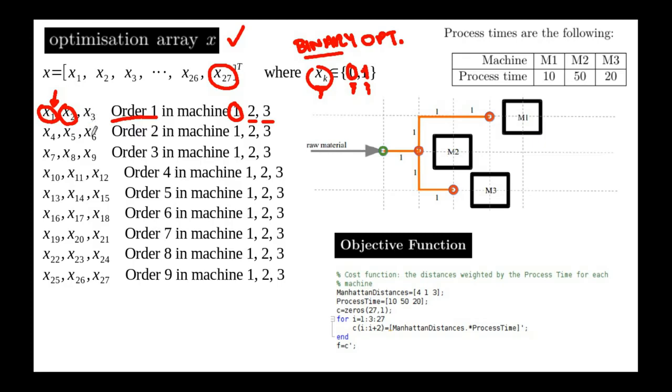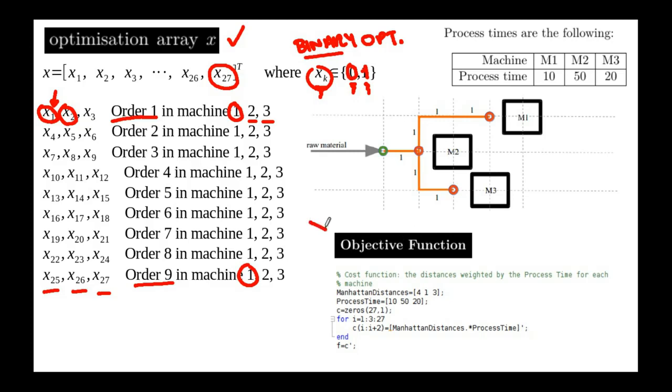So we have 9 orders, 3 machines. That's how I have defined the meanings of all these elements in X. So according to this, X25 means order number 9 processed in machine number 1, and X26 and X27 mean machine 2 and 3.